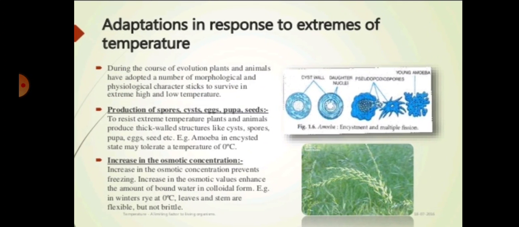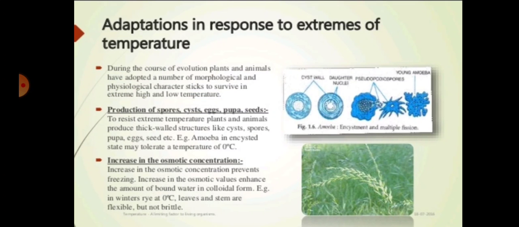Now, we have seen the effect of temperature on various aspects. Now, let us discuss the thermal adaptation of plants and animals. Most animals and plants of different ecological habitats have developed various sorts of thermal adaptations during the course of evolution to overcome the harmful effect of extremes of temperature. Some of the significant thermal adaptations of plants and animals are the formation of heat resistant spores, cysts and seeds, etc.